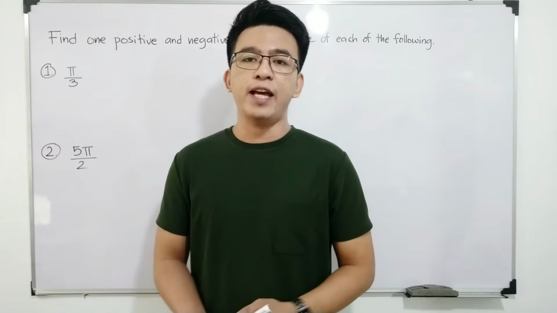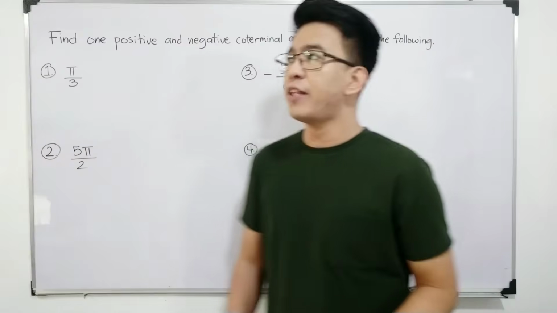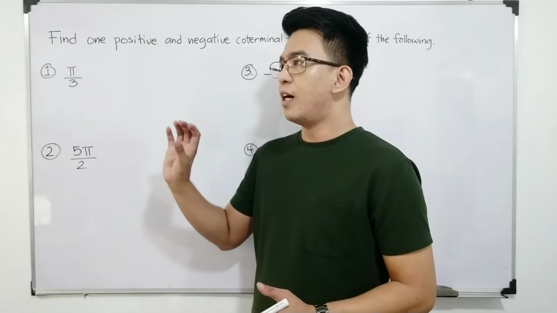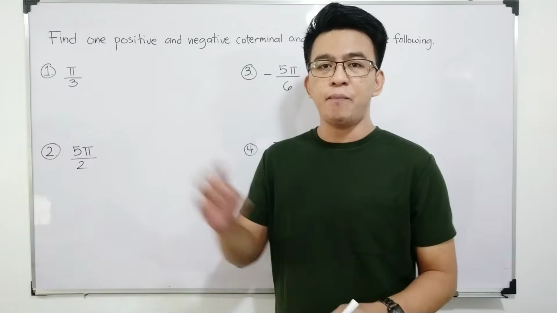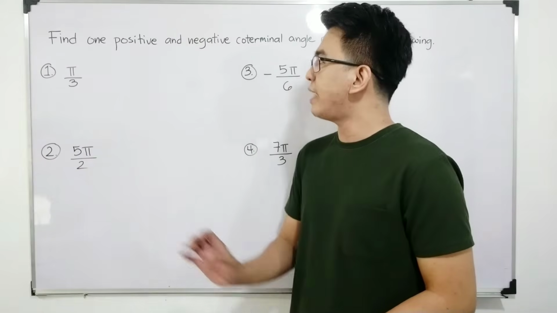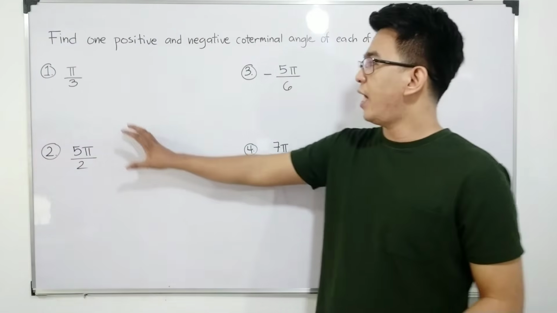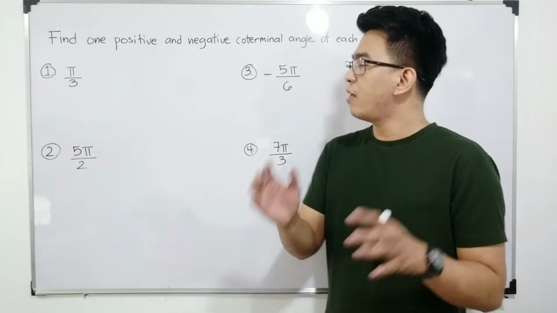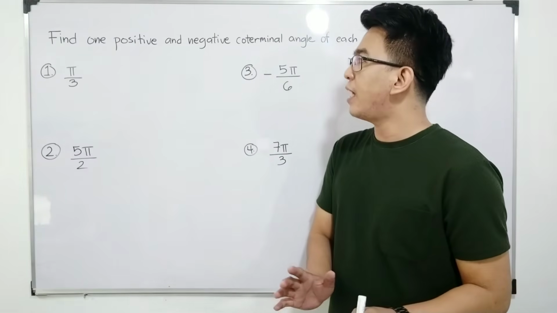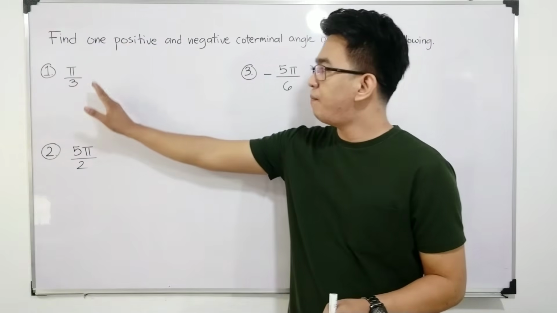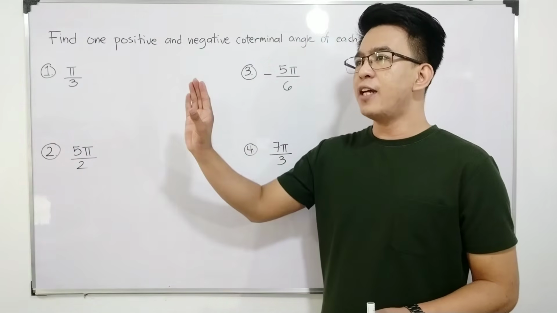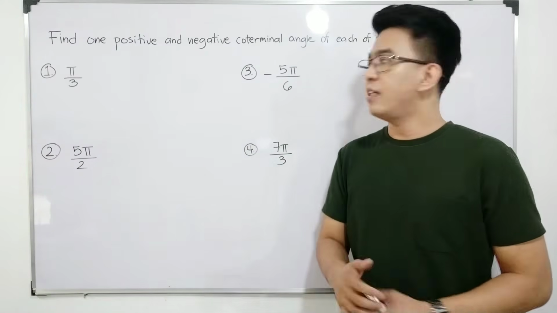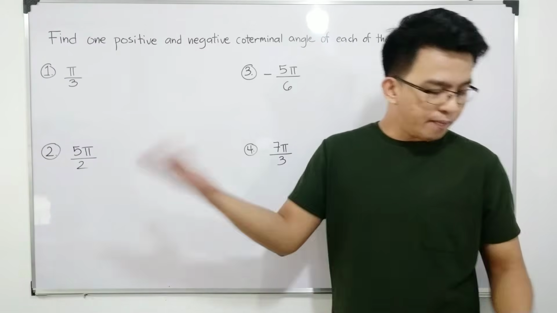Now, let us continue how to find the coterminal of a given angle. Last time, sa first part ng ating video, ang ginawa natin, we are given the angle in degree measure, and hinanap natin yung kanyang positive and negative coterminal angles. And this time, as you can see, I have here 4 different items, and yung ating angles dito are expressed in radian measure. So the question here, how are we going to find the coterminal angle of pi over 3? Nung gumamit tayo nung ang given natin ay degree measure, nag-add lang tayo and nag-subtract ng 360 degrees. So, sir, paano po dito?